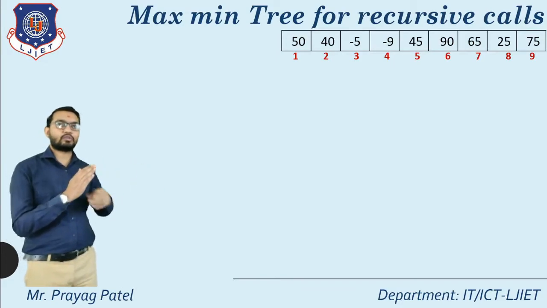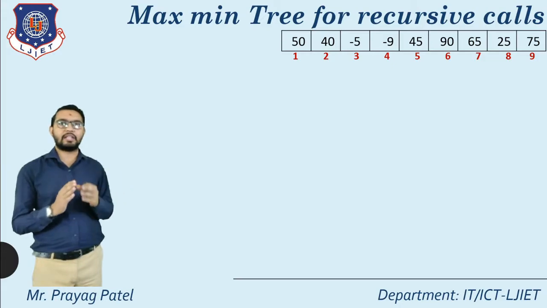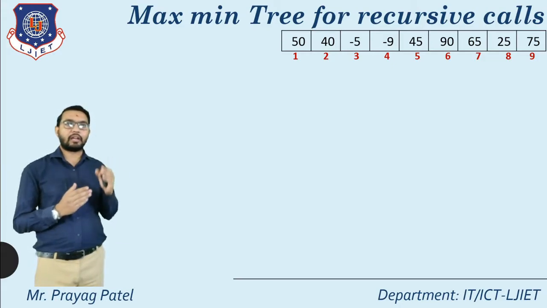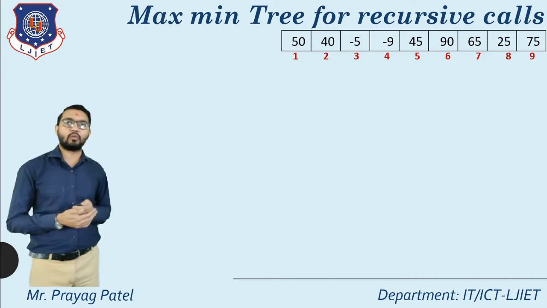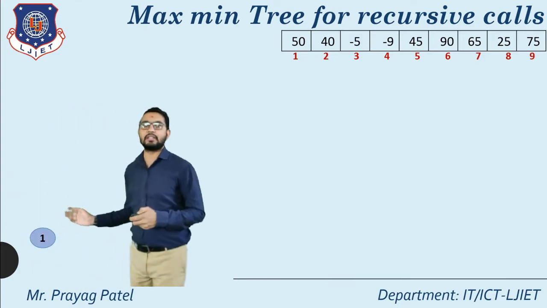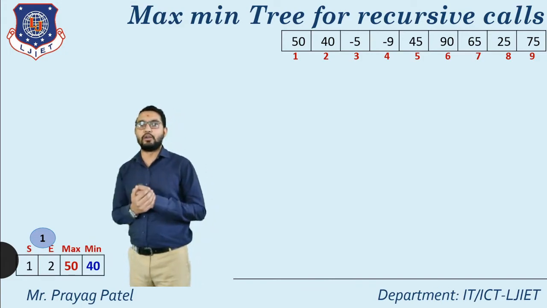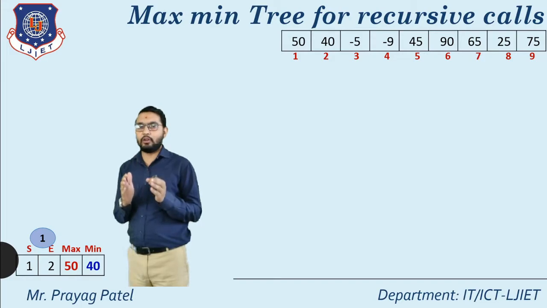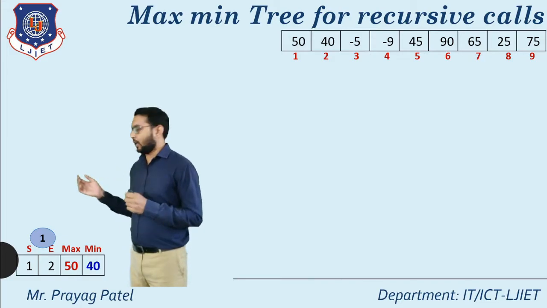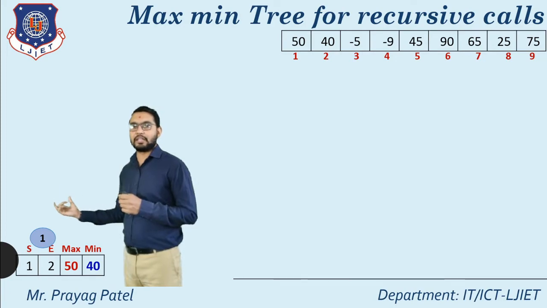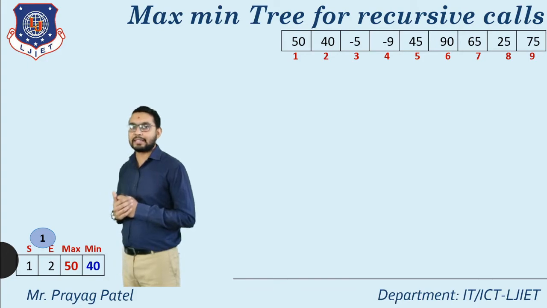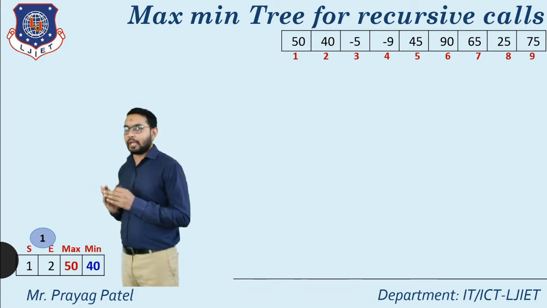Now how can we solve this problem? For that we consider the maximum minimum tree for recursive calls. How can we do the recursive call process? For that, simply we consider step number 1. In step number 1, first we combine location 1 and 2 or find the minimum and maximum value from location 1 and 2. So here in each array for the recurrence tree, we consider each array as 4 components. First component is the starting point S, second component is the ending point E, then the next component is the maximum value and then the next component is the minimum value.